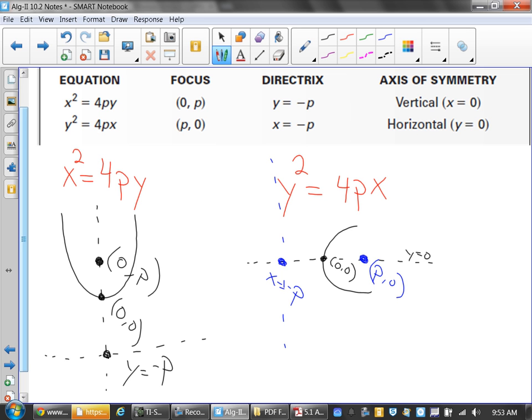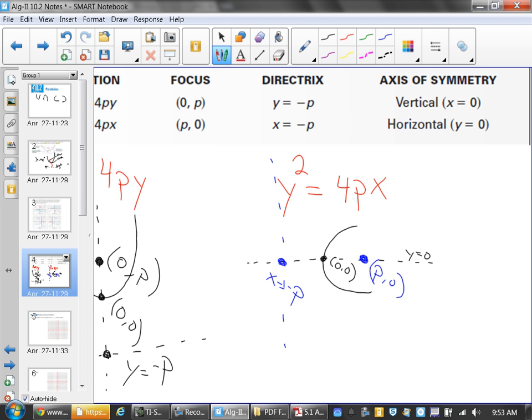All right. So what we're going to do here is take that info. Let me write this up here real fast. So we have x squared is 4py, and then y squared equals 4px. And we'll go from here. Let me show you an actual number one.